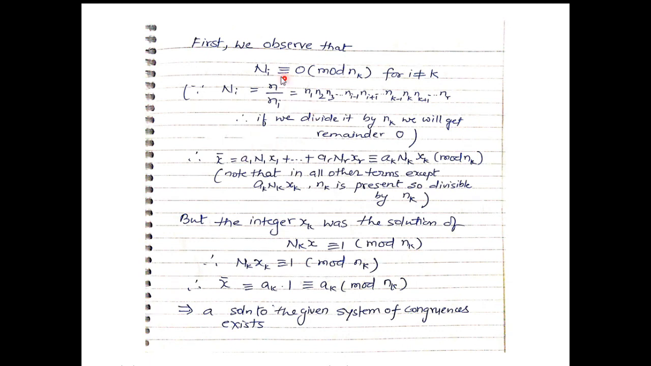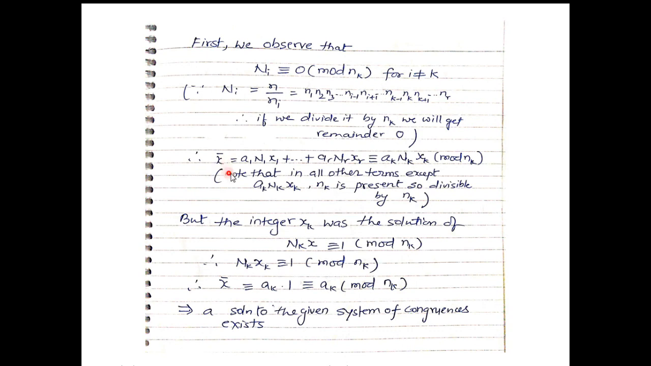So if we divide this number Ni by Nk, because we have to find modulo Nk of this number, the remainder will be 0 because Nk is present here. So this number will be divisible by Nk, and the remainder will be 0. Therefore, we are saying that Ni is congruent to 0 modulo Nk.